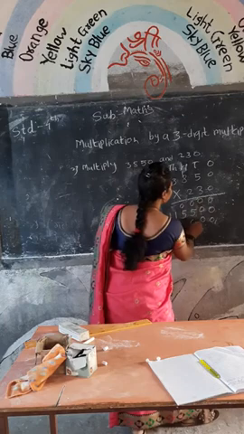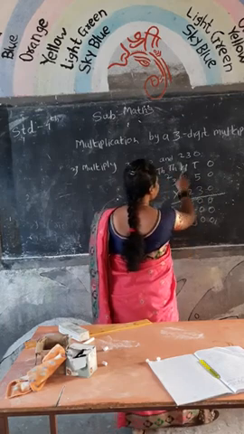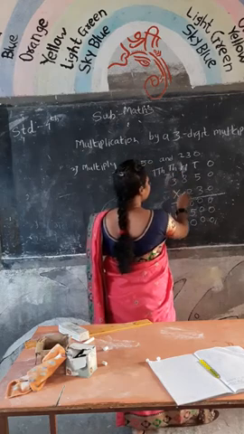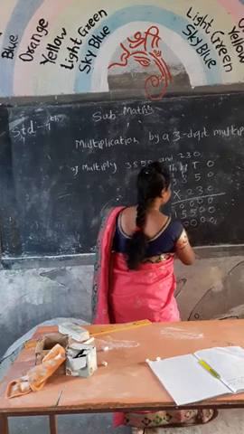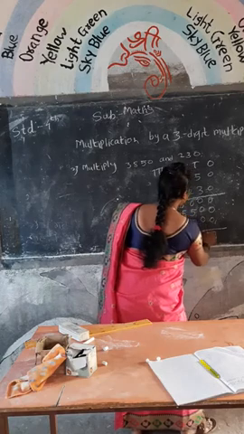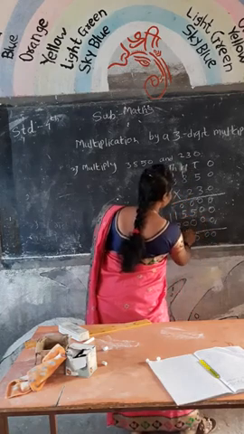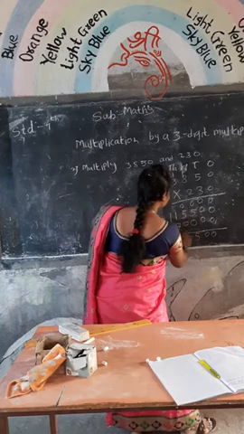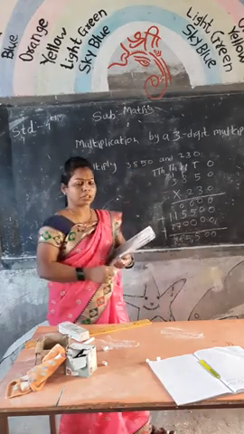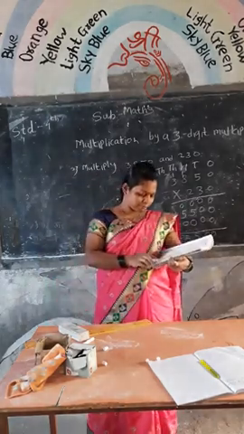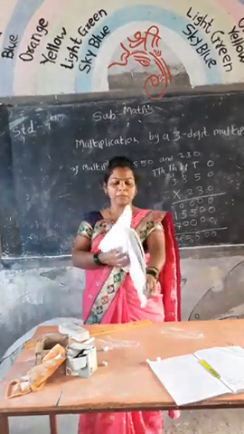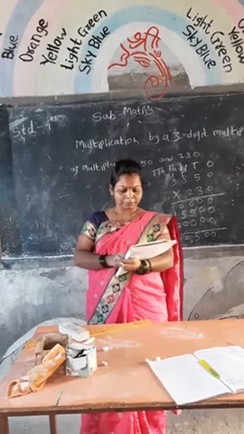2 zeros are 0. 2 5s are 10. Carry 1. 2 8s are 16 plus 1 is 17. Again carry 1. 2 3s are 6, 6 plus 1 is 7. Then addition of these three products: 0, 0, 5 plus 0 is 5, 5 plus 0 is 5, 1 plus 7 is 8, 1 plus 7 is 8. 8,85,500. This is the final product with multiplication by a 3-digit multiplier.